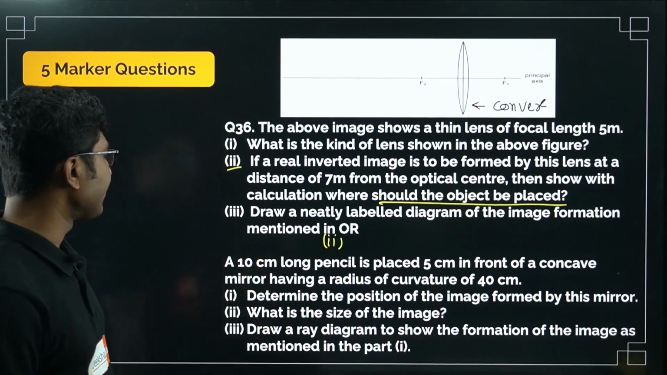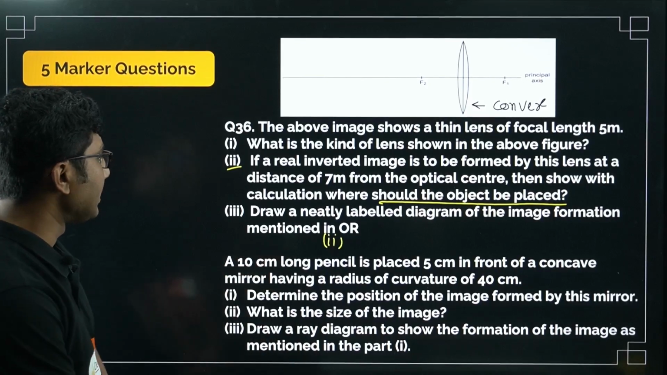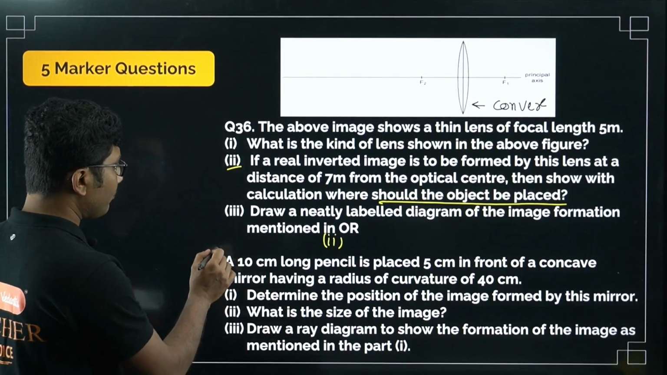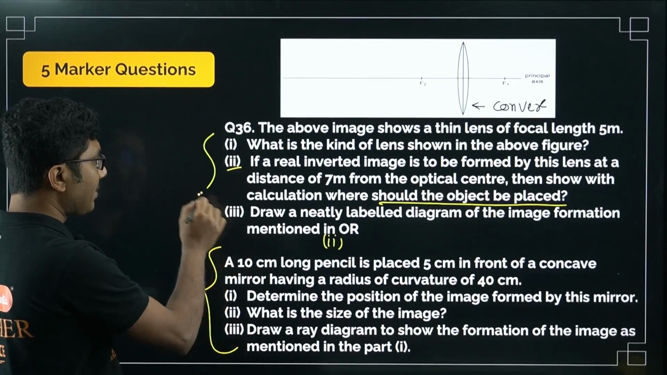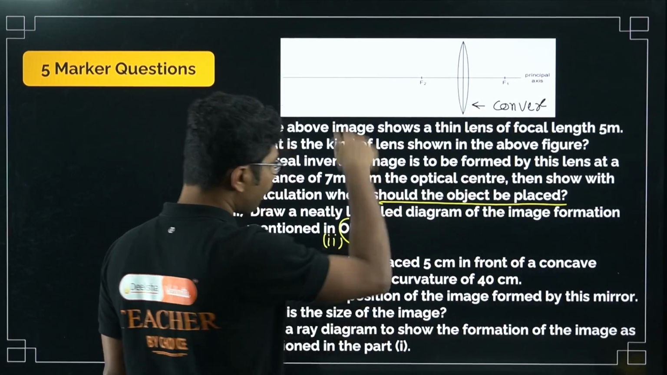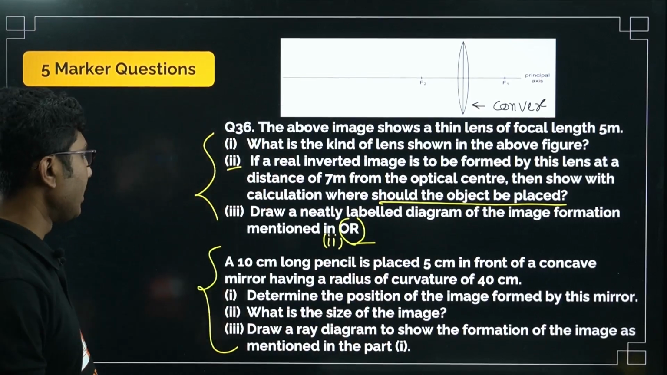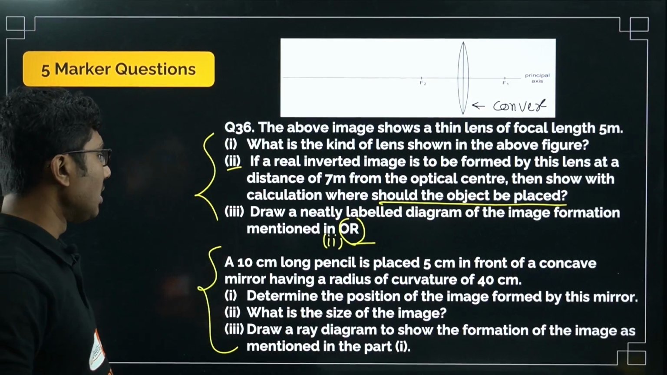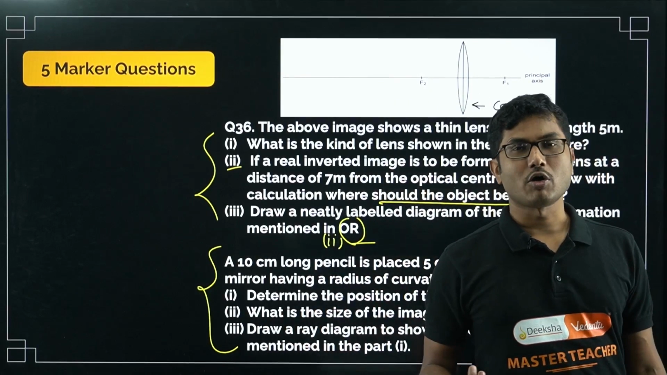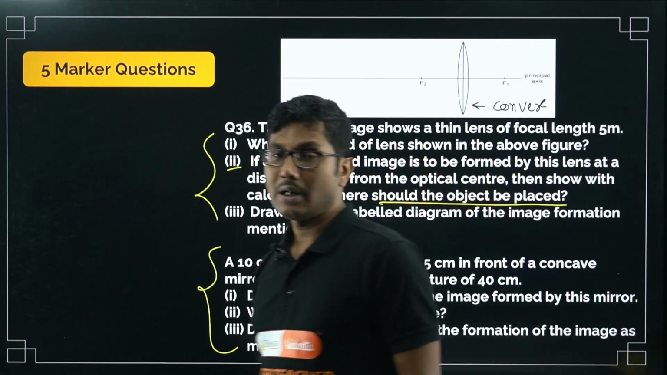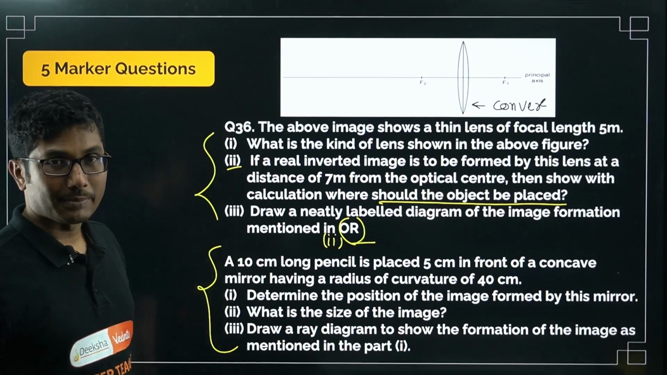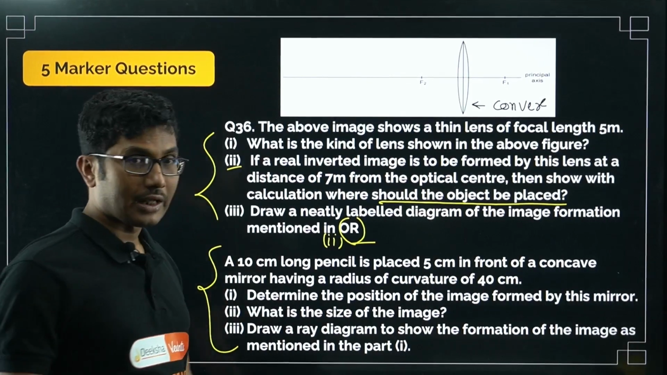Or there is another question. A 10 cm pencil is placed 5 cm in front of a concave mirror. This is also a full question. As you can see, it has 3 parts. So this OR is for the entire set of the 3 questions, not for the last part only. Nowadays we see that only one part of the question is given as OR, not the entire question. But here they have given OR for the entire question. This is a sample paper from 23-24, so we cannot complain.